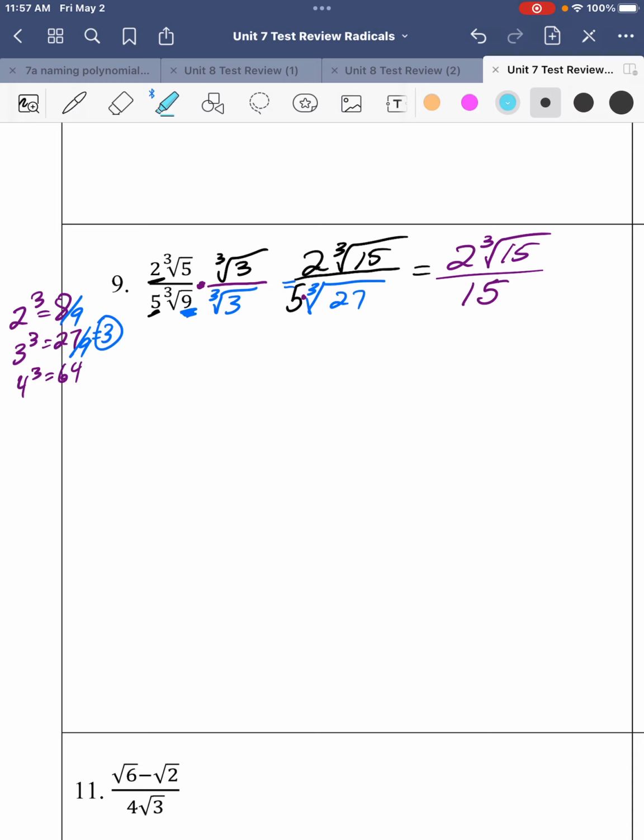Now the only thing you can do at this point, after you simplify, is ask whether you can simplify the coefficients on the outside, so 2/15, that fraction, and you cannot. So that's your final answer.